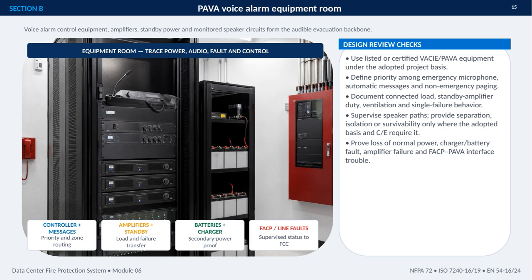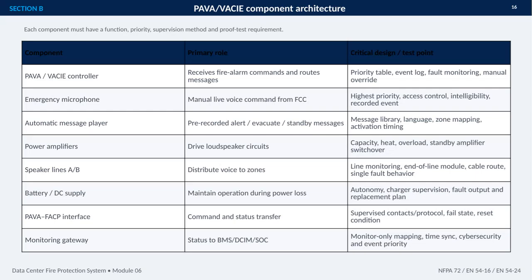Finally, testing should prove loss of normal power, charger or battery faults, amplifier failure, and trouble signals between the fire alarm control panel and the PAVA system. These checks align with the applicable NFPA 72, ISO 7240, and EN 54 requirements, while ensuring faults are reported to the Fire Command Center. This section focuses on the component architecture of the PAVA and VACIE system.